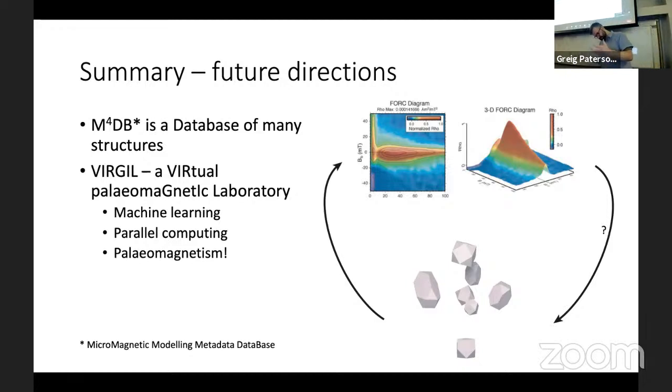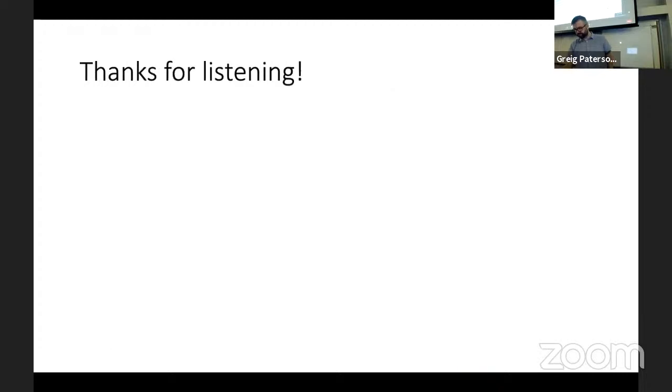And one of the things that I'm trying to do is build this virtual paleomagnetic laboratory. The idea is that we've got a good handle on what's happening micromagnetically and thermally for individual grains. But now, can we use machine learning and big data to take all of these small simulations and put them back together to form real rocks, and to simulate real rocks and actually understand what's happening in our paleomagnetic samples.